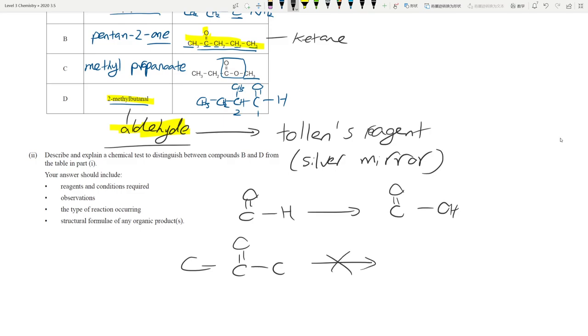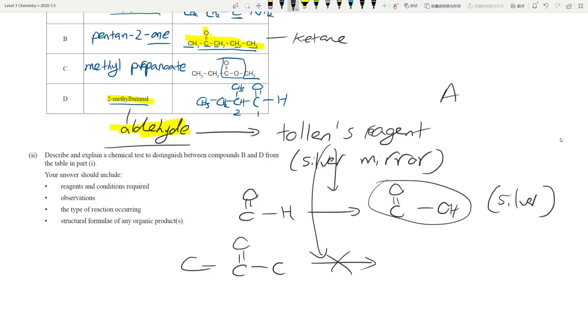So if you put Tollens reagent here, it will work. If you put Tollens reagent here, it wouldn't work. So you will see the silver mirror. The silver mirror is not because of the carboxylic acid. The silver mirror is because Ag+ has been reduced to form silver, which is silver colored. Obviously with Benedict's and Fehling's solutions you have a different color change, but Tollens will be my go-to reaction, and it's an oxidation reaction.